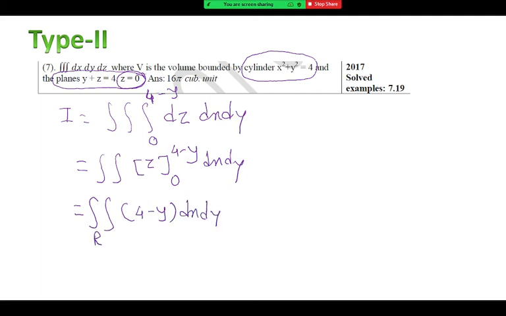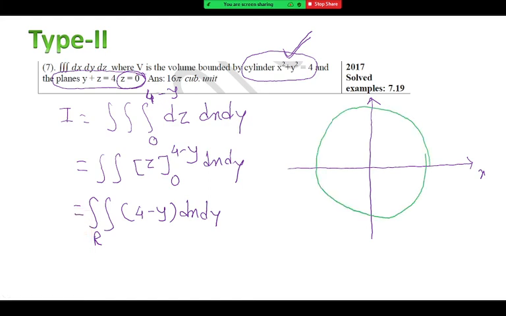Previously we were evaluating over a volume, but now what is the region R? What should be the region in the xy plane? Circle. Yes, the equation which is in x and y only, that is the circle. So our region in the xy plane is the circle x square plus y square equal to 4, and the region of integration is the entire circle.